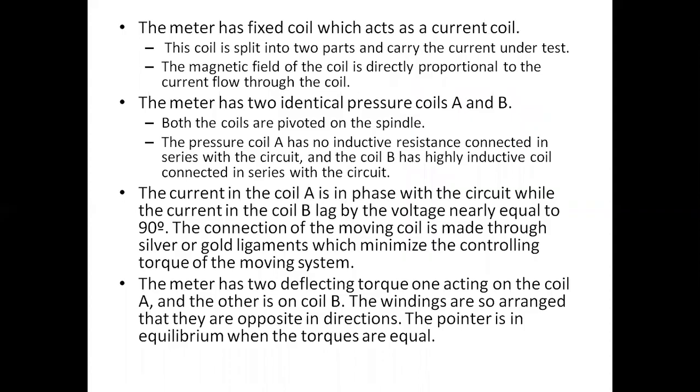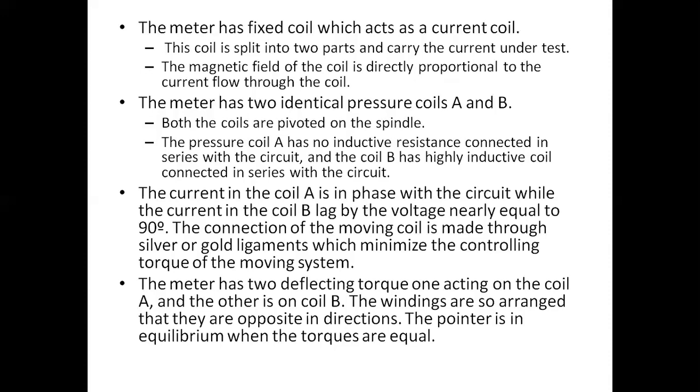So focus on the construction of the power factor meter. The meter has a fixed coil which acts as a current coil. This coil is split into two parts and carries the current under test. The magnetic field of the coil is directly proportional to the current through the coil.